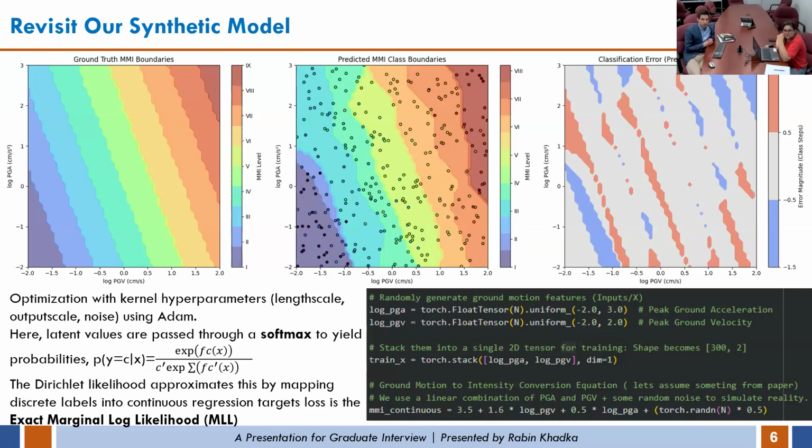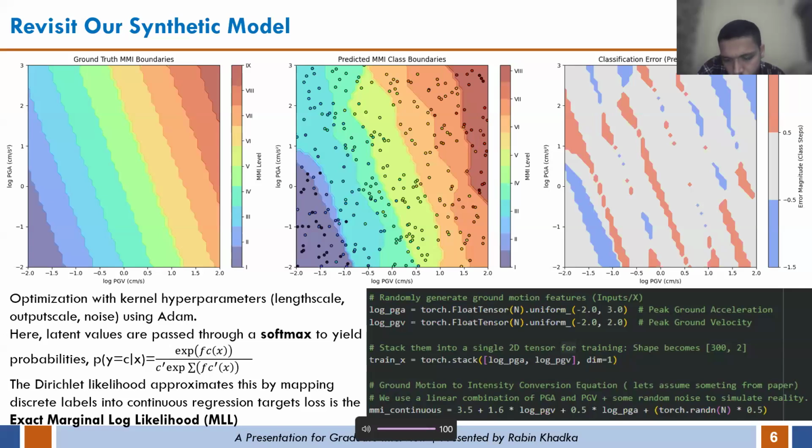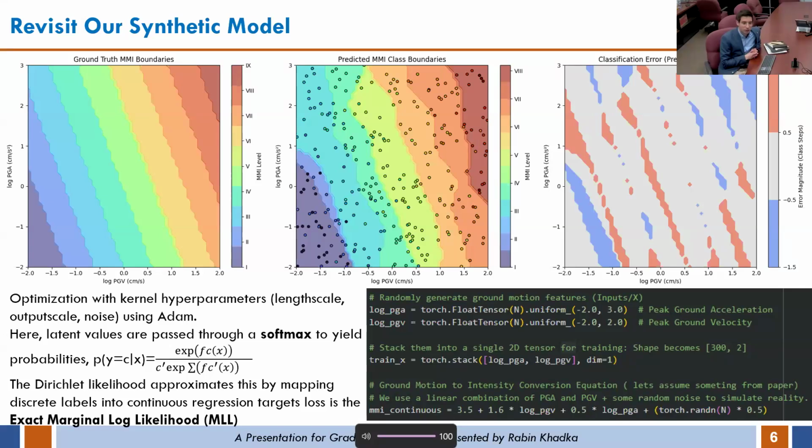Rabin, can you introduce what MMI is, just to make sure that everyone is on the same page? Could you please repeat, Professor? Yes, could you please introduce what the MMI scale is?